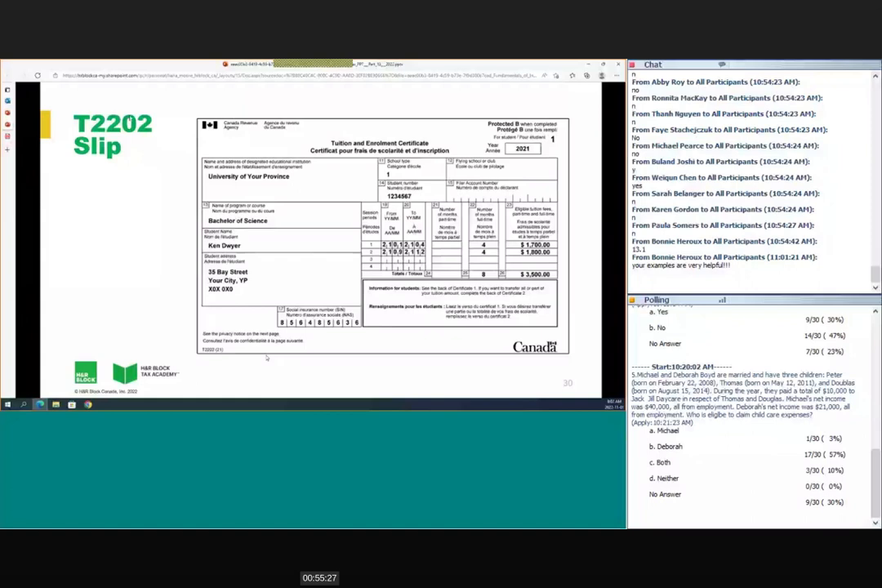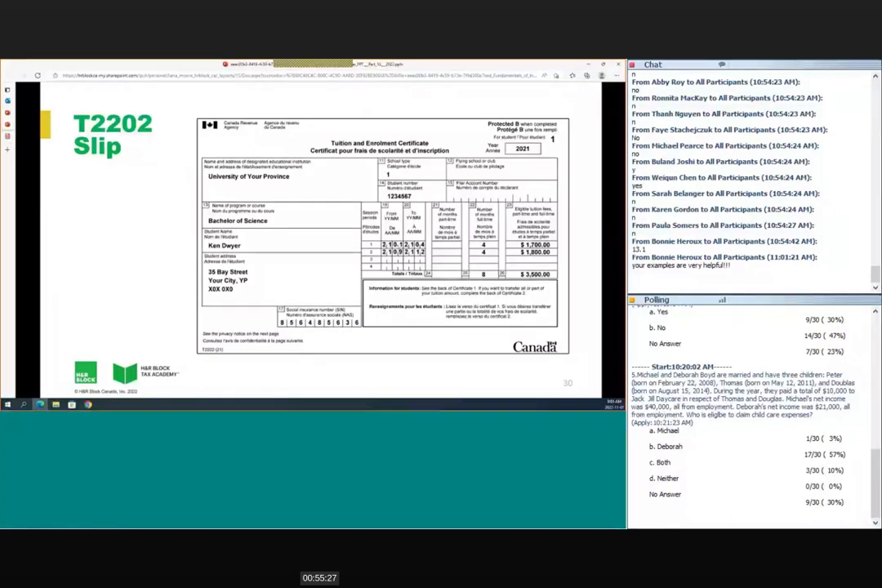So here is the T2202. It tells you what year it is. It has your student number, the name of the university, the program that the student is in, the name, the address, and the SIN. This is new in the past years, the students providing the SIN. And you notice that it tells you what sessions the student has participated in.